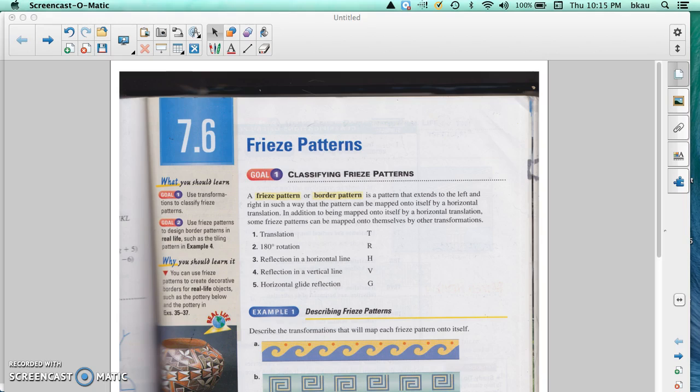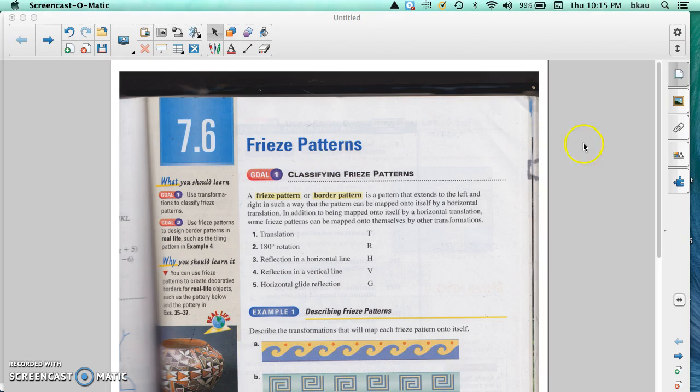textbook. Now, a Frieze pattern is a transformation that's linear, so it goes left to right instead of being transformed into mapping up and down or rotation. So everything on the transformation is going to be a linear transformation along the line.